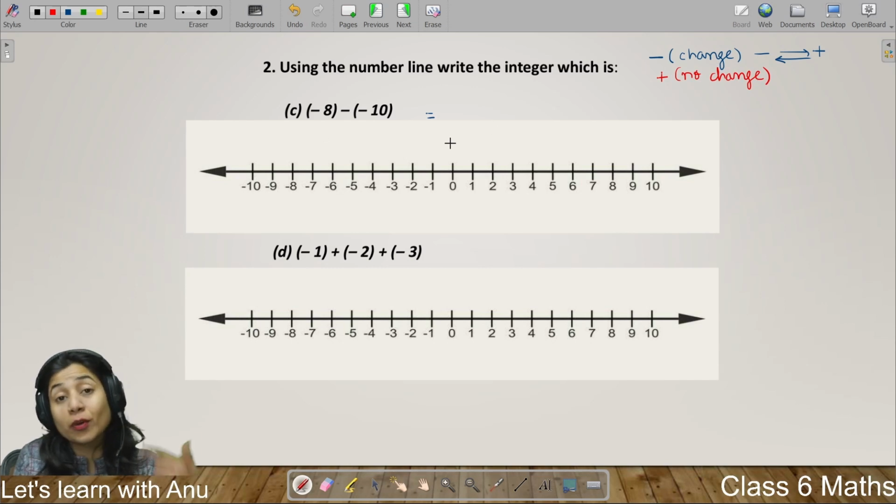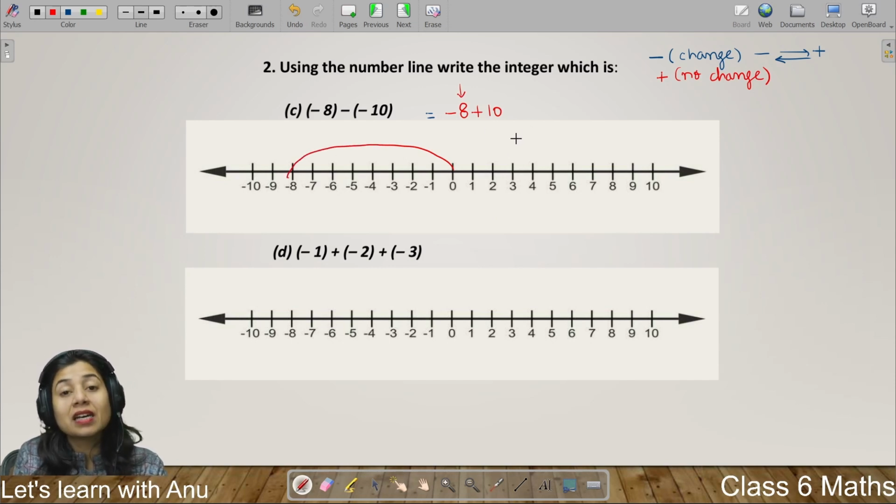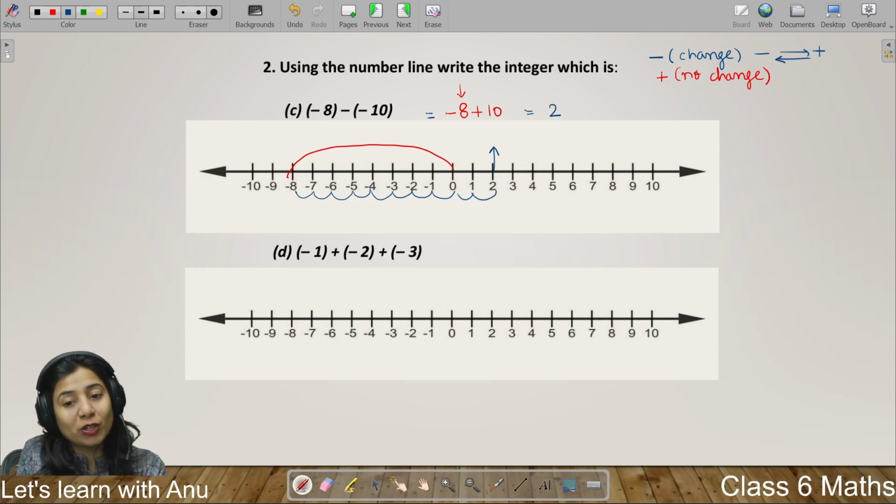So first of all, we are going to open the brackets. -8, then there is minus outside the bracket, so minus will change to plus 10. Now first number is -8, so let's go from 0 to -8. Then plus 10 means 10 steps in right direction. So let's do it. 1, 2, 3, 4, 5, 6, 7, 8, 9 and 10. So the answer comes out to be positive 2.